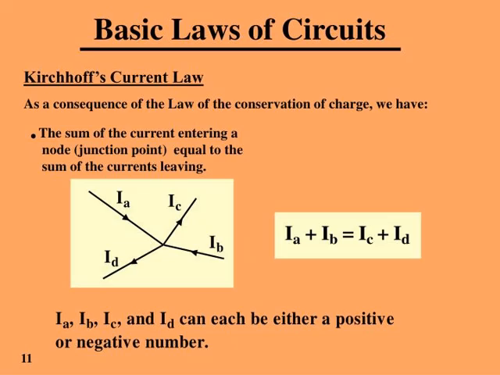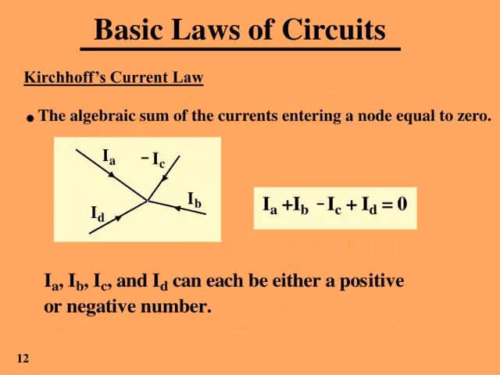If you consider the entering currents, here they are IA and IB, and the leaving currents are IC and ID. According to the concept, the sum of entering current is equal to the sum of leaving current. Therefore, the formula could be IA plus IB is equal to IC. It can also be expressed in a different manner. The algebraic sum of current entering a node is equal to 0. So the total current is equal to 0, that is IA plus IB minus IC plus ID is equal to 0.